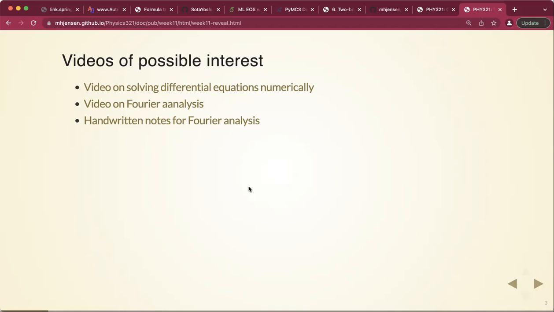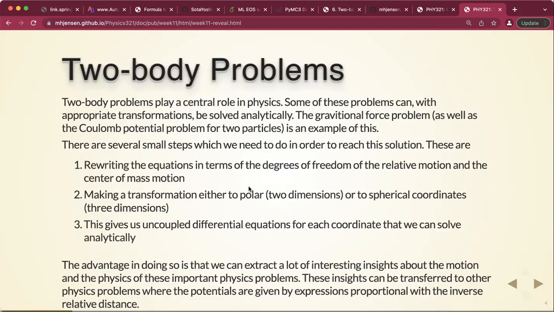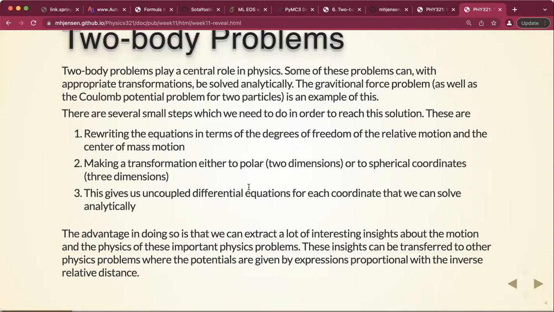Okay. The kind of motivation for what we're going to do now is in this slide here. These two-body problems really play a central role in physics. It's not only life. I mean, solving your own two-body problem can be very complicated. Half of the families divorce after some years. So that's a pretty complicated two-body problem.